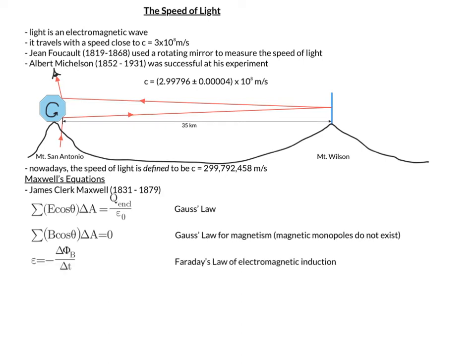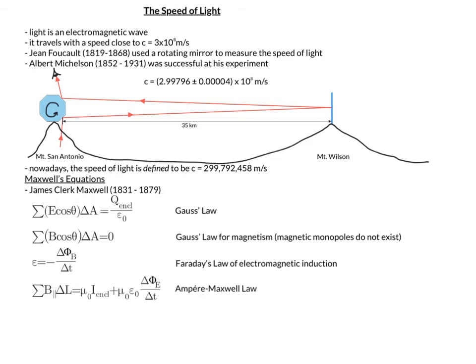Then the third Maxwell's equation is Faraday's law of electromagnetic induction, that says that the EMF is the negative change in the magnetic flux with respect to time. And the fourth of Maxwell's equations is actually the Ampere-Maxwell law. In this particular case, he did make a contribution to this equation. He determined that it wasn't complete enough.